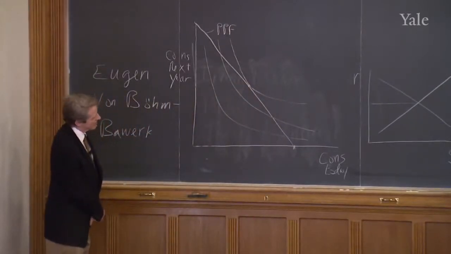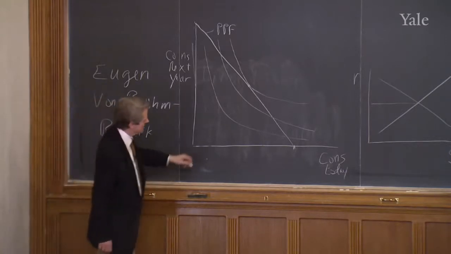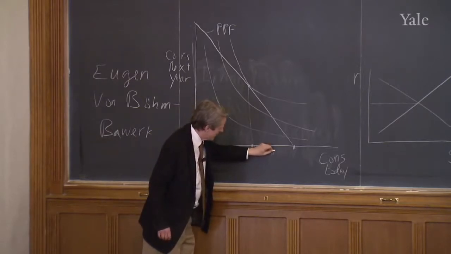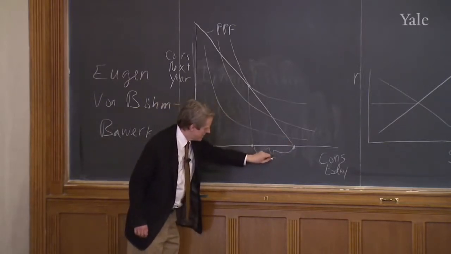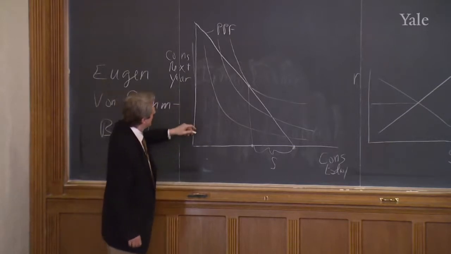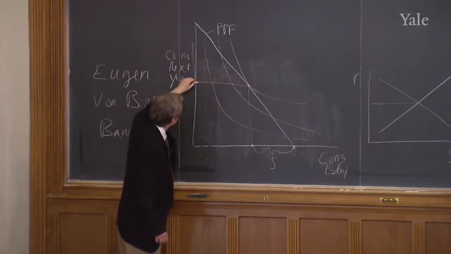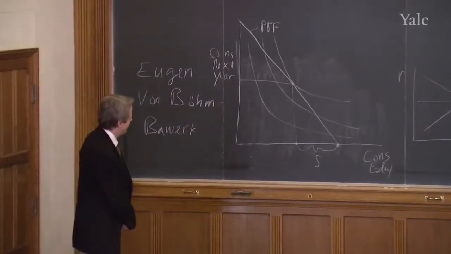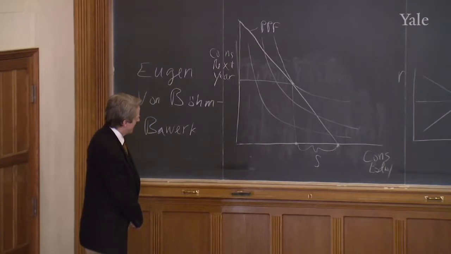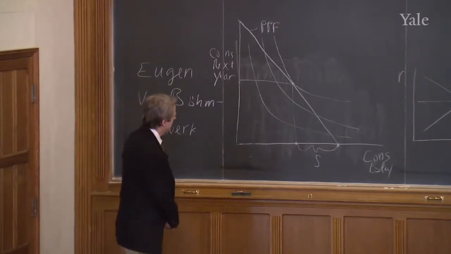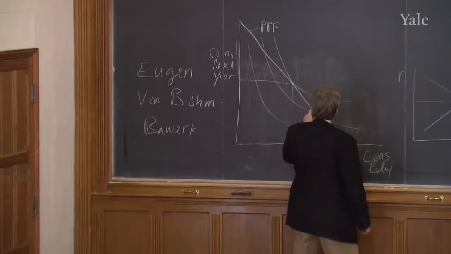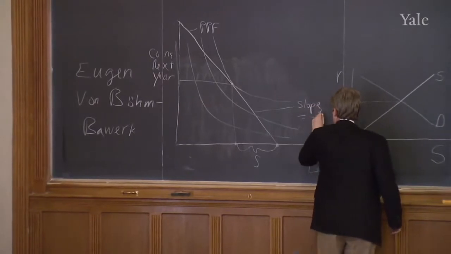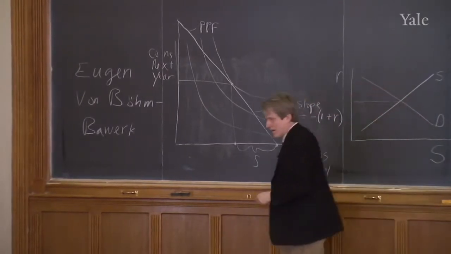And that determines the amount that he consumes and the amount that he saves. So he consumes this amount here, and the difference between his endowment and his consumption is his saving. And then next period, he consumes this amount. All right, that's simple micro theory. That's familiar to you? So in this case, the interest rate, the slope of this line, is equal to minus 1 plus r, where r is the interest rate.